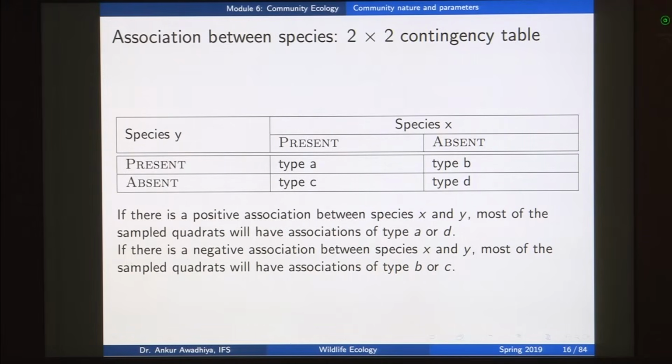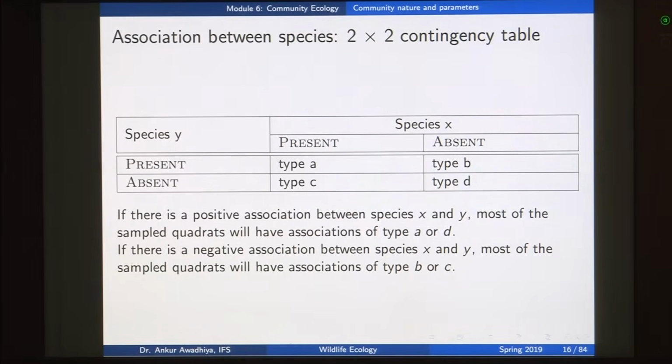If there is a positive association between X and Y, most of the sampled quadrats will have associations of type A or D, that is either both are present in the quadrat or none of them is present in the quadrat. On the other hand, if you have a negative association, most of the sampled quadrats will have associations of type B or C, that is only X is present or only Y is present.